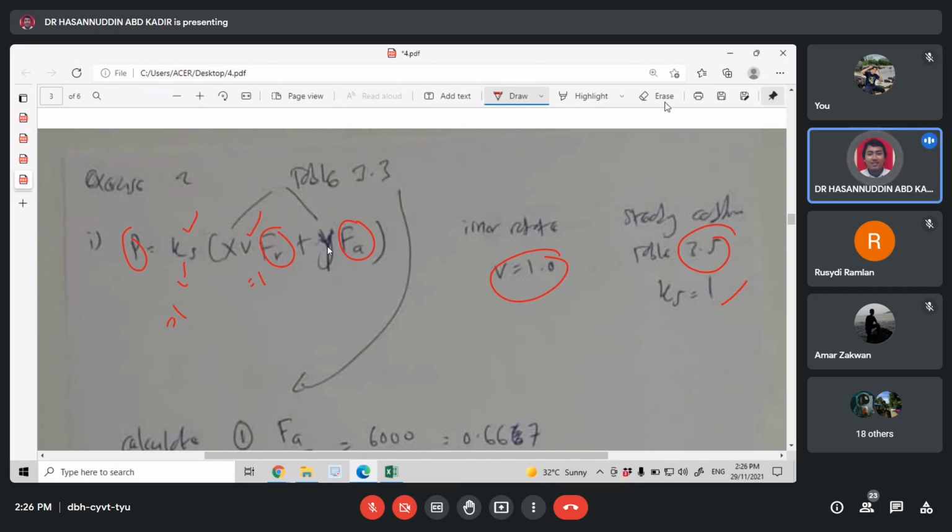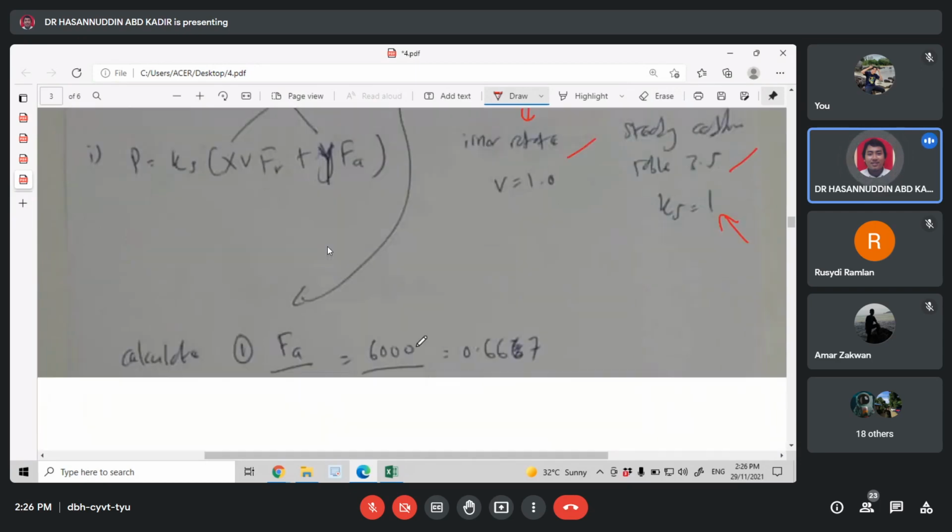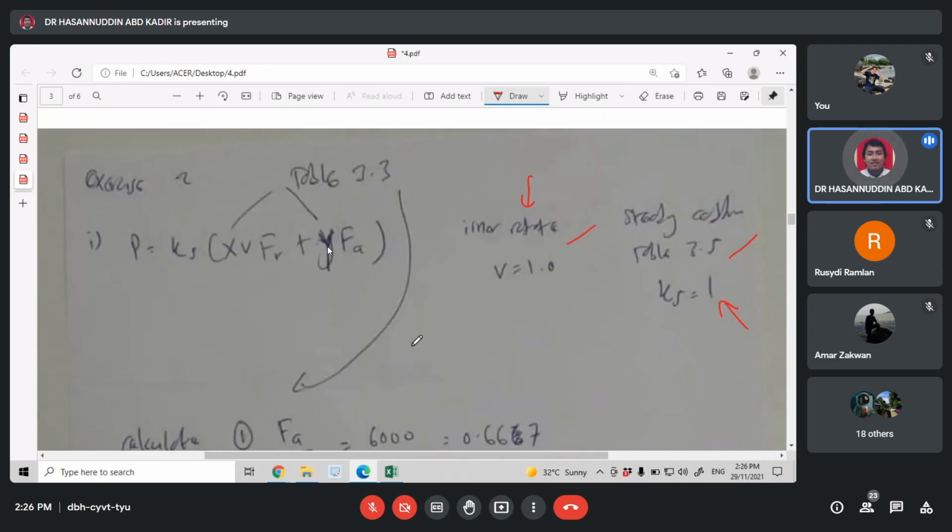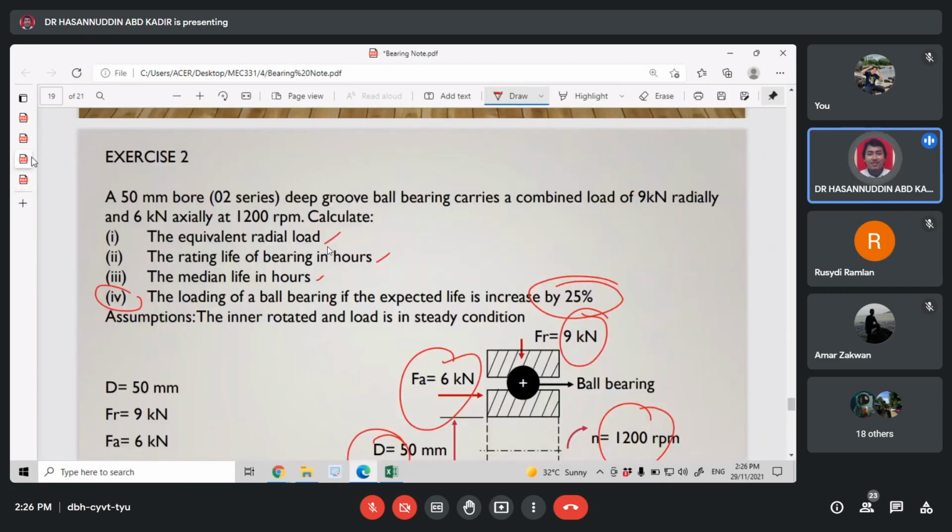Is this clear? Whoever does not understand, please tell me before we proceed further. So you get the values for V and KS based on the equation given: inner rotate, V is equal to 1, steady condition; from table 3.5, KS is given as 1. Then we start one by one to get the values of X and also Y here. I mentioned we go to table 3.3.